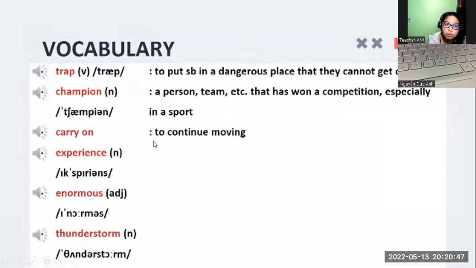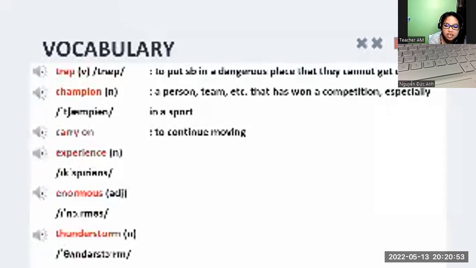Next, we have carry on. This means to continue moving. Okay, you can carry on. So you can continue to live or something like that. So now I want you to give an example for carry on. Carry on is to continue moving. Yes. Can you please use that one in a sentence?